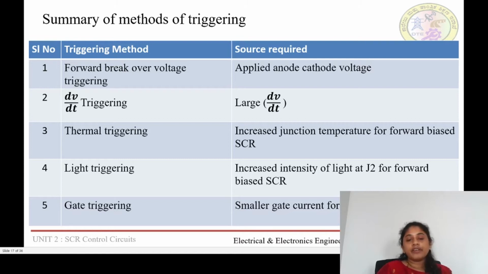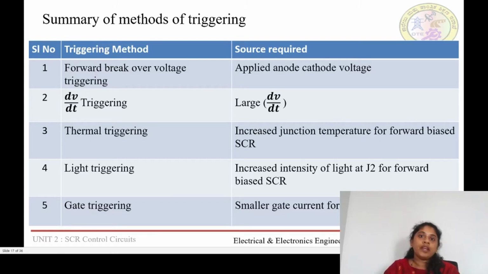And the last method of triggering is the gate triggering. In gate triggering, a small gate voltage is applied across gate and cathode. With the increase in the gate voltage, gate current increases and hence charge carrier injection also increases. And at one point of time, the junction J2 breaks down and anode current starts flowing through the device and the SCR is said to be turned on.